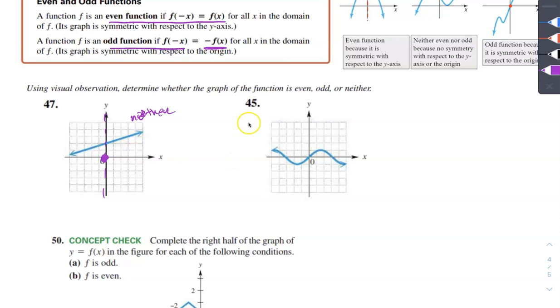This one, you can't fold in half like a book, but it actually does spin across the origin, right? So it does this, and then it kind of repeats itself going that way. So this is odd.